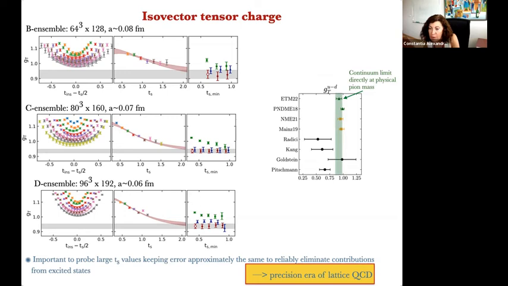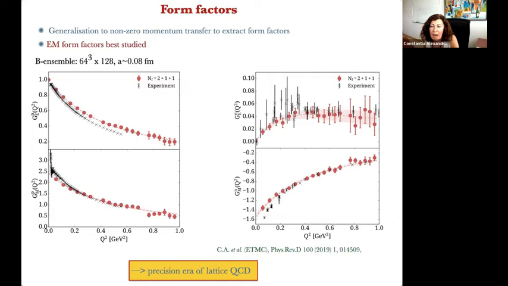Okay, now this was Q squared equals zero. In order to extract the dipole moment, I will have to go to finite Q squared, as we will see in a moment. So how about computing actual form factors? This is just a generalization. I have to compute now the three-point function with momentum transfer. This I can do. And these are the results for a single ensemble now.